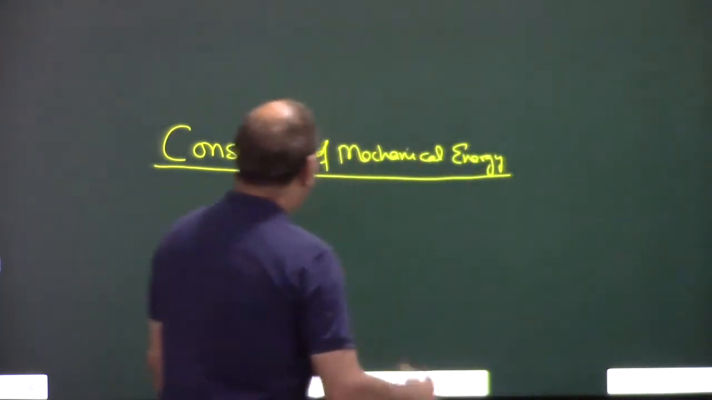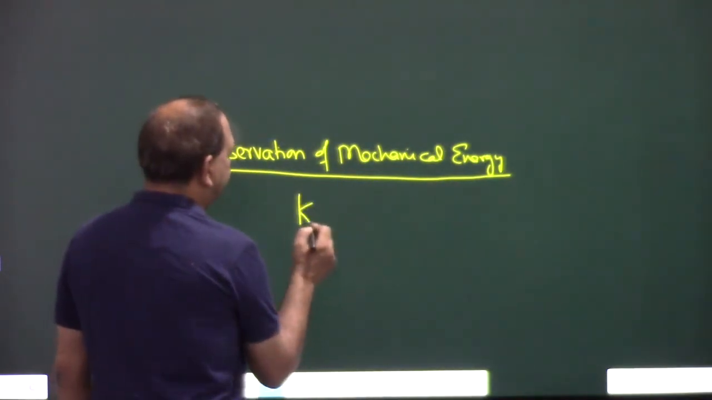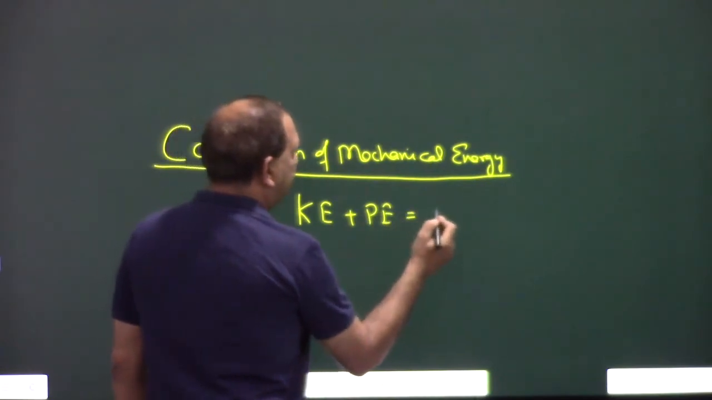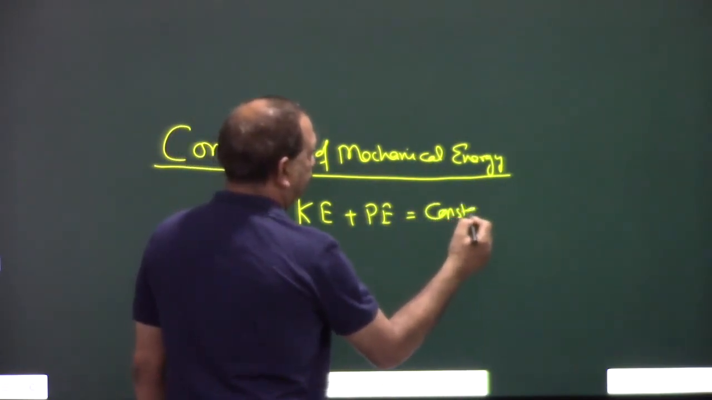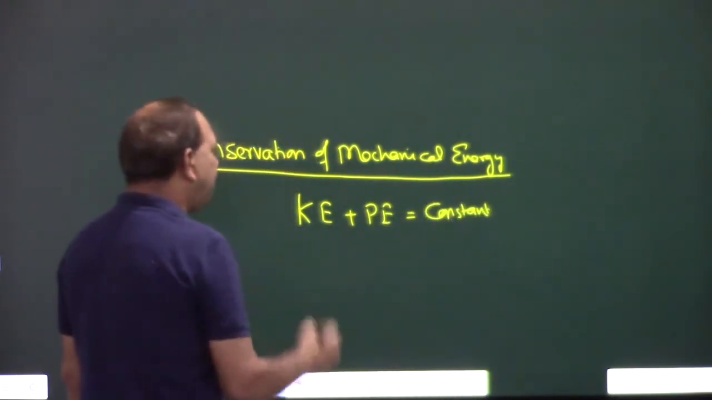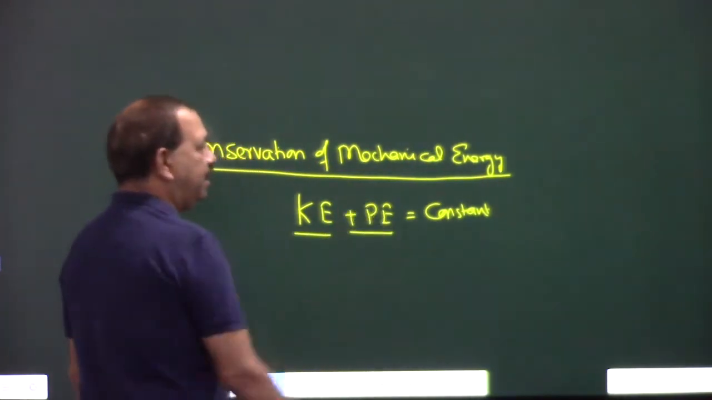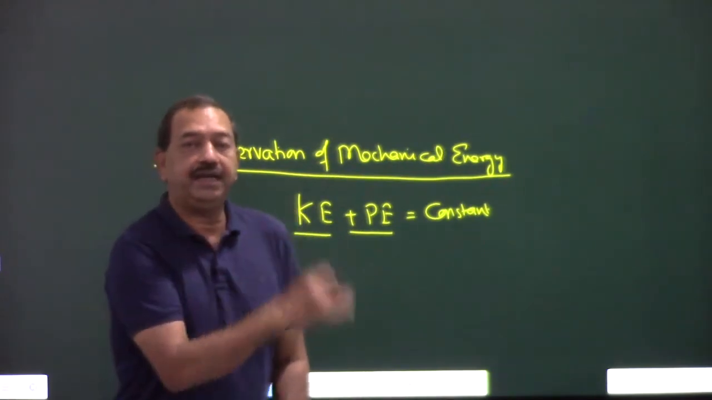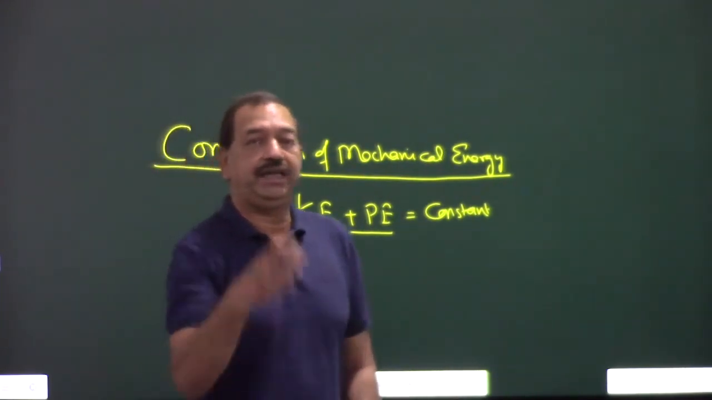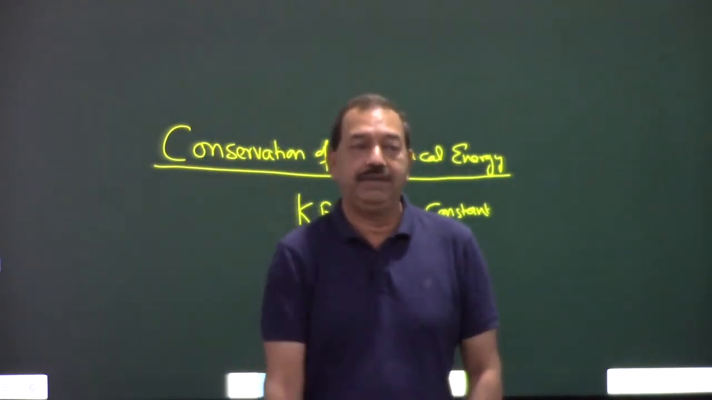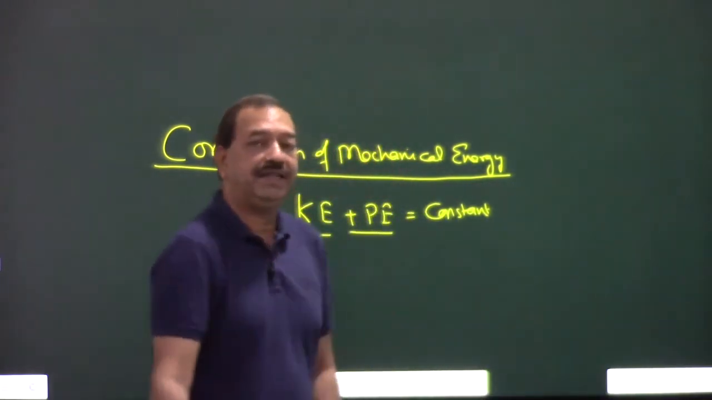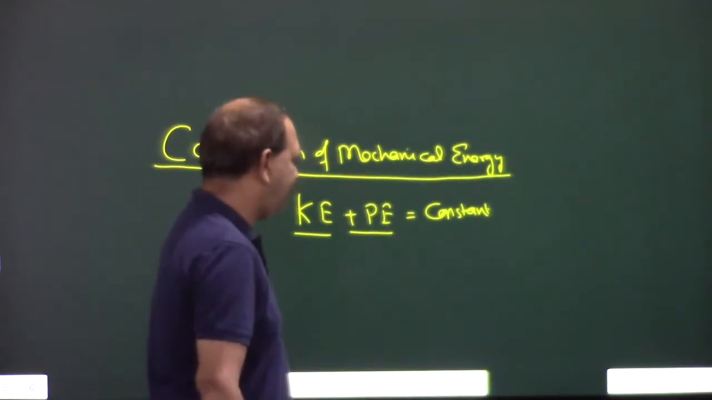So the sum of kinetic energy and potential energy remains constant. That means the kinetic energy can be converted into potential energy or the potential energy can be converted into kinetic energy. Let's prove this by a simple example.